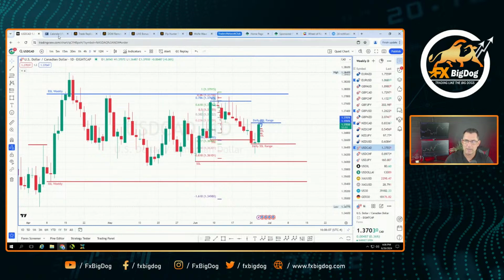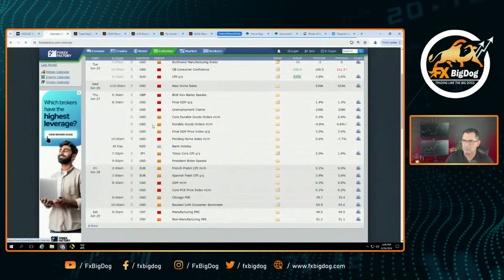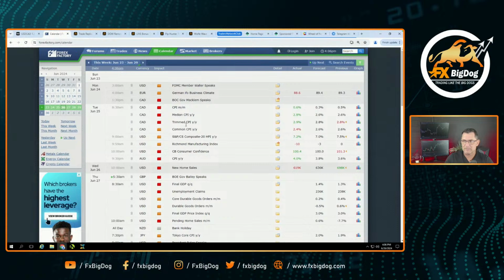Let's take a quick look at the calendar this week, and we can see that we had some CPI numbers that came out for the Canadians, and it showed that we actually ticked up much higher than expected. Now, you would think that would strengthen the Canadian dollar, but the markets have been really weird. I'm telling you right now, weird.